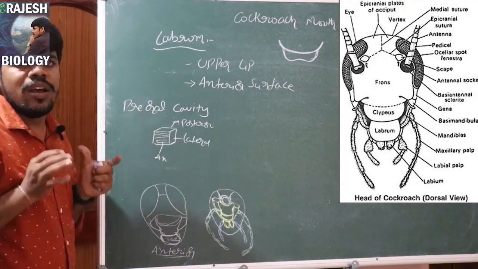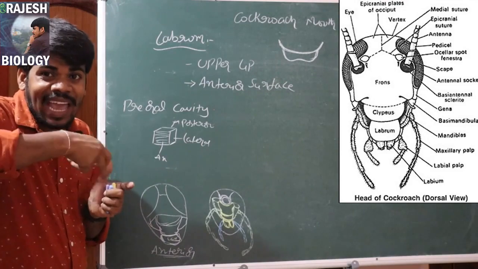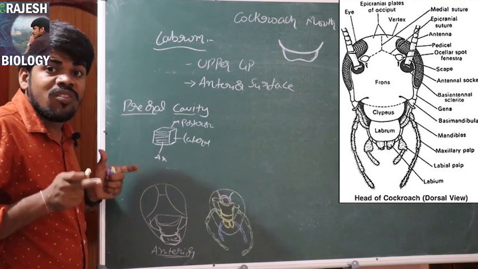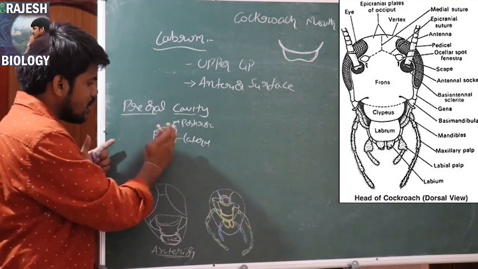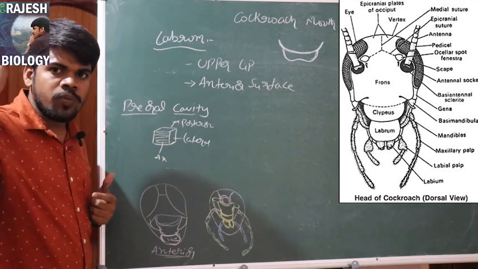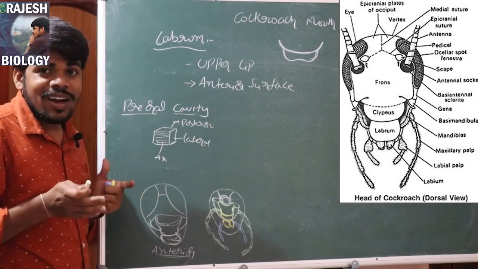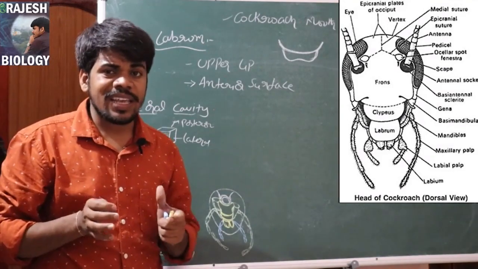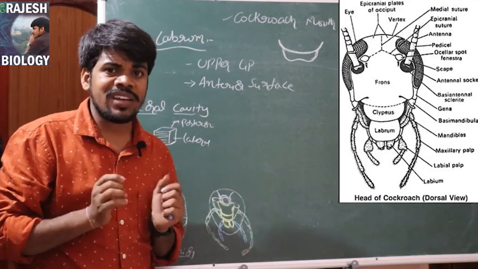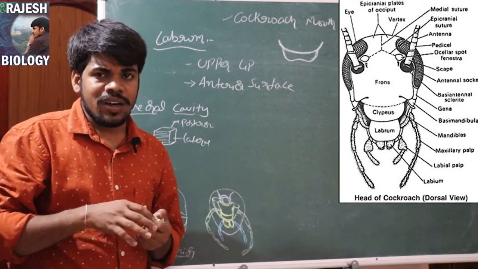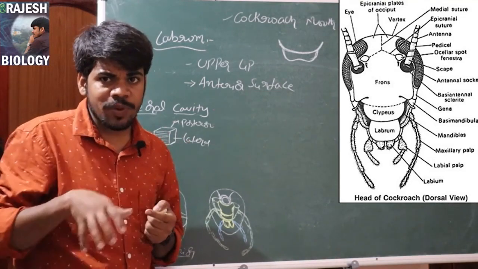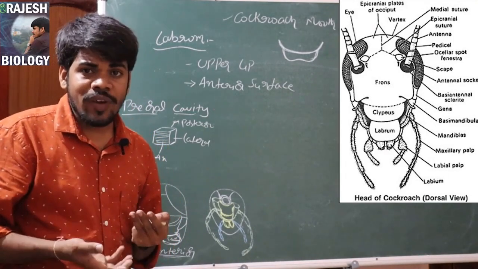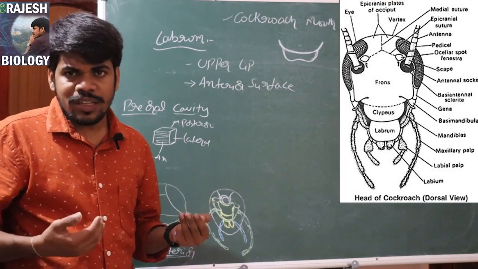Just imagine there is a box, and that box covers a cavity. That cavity is what? Preoral cavity. And all the walls of that box, lateral wall, anterior wall, posterior wall, all these walls are nothing but mouth parts. Cockroach mouth parts enclose a cavity called the preoral cavity. The mouth parts which cover the preoral cavity are labrum, labium, first pair maxilla, hypopharynx, and mandibles. These are the parts.